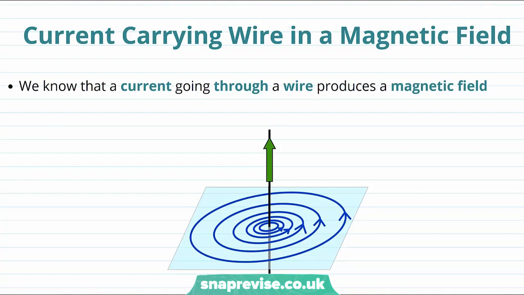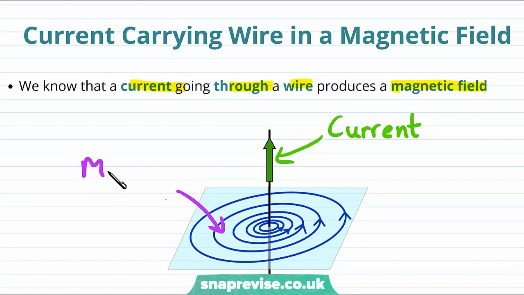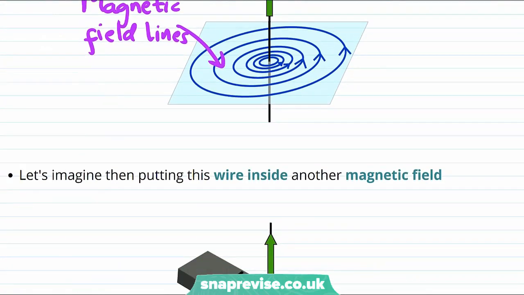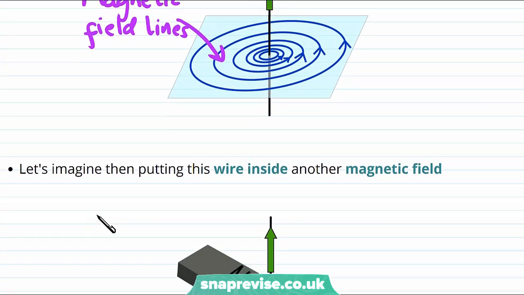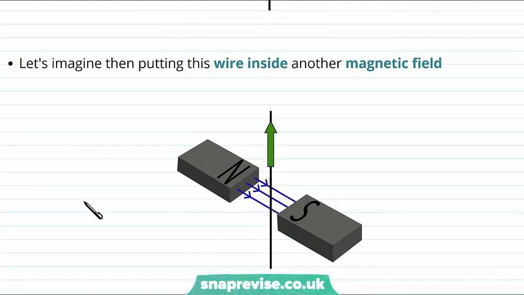In our video about electromagnetism, we learnt that when a current goes through a wire, then astonishingly, this will create a magnetic field. We represent this with these magnetic field lines. And these magnetic field lines are concentric circles centered around the wire. So here's something. We know that the current carrying wire is creating its own magnetic field. But let's imagine what happens if we put this wire inside another magnetic field.